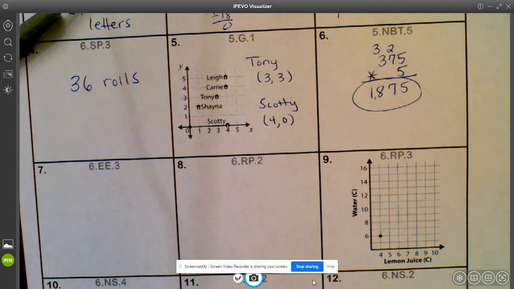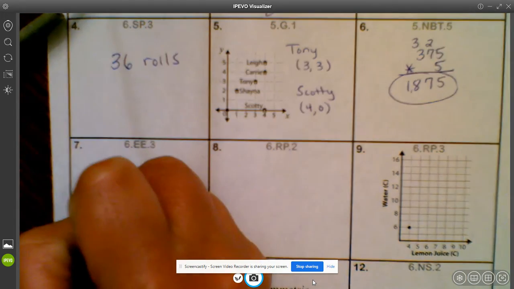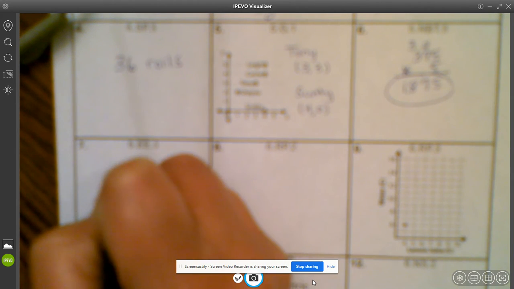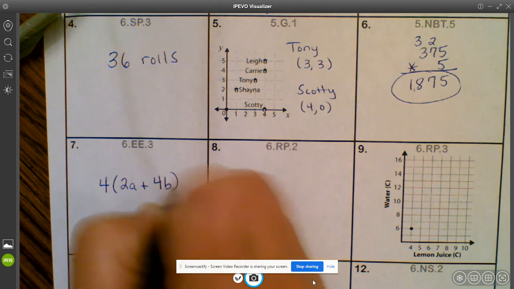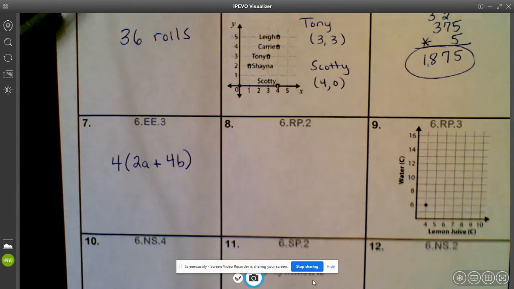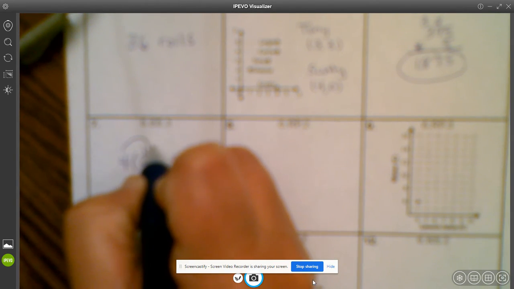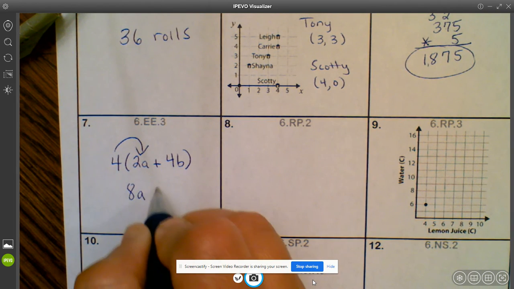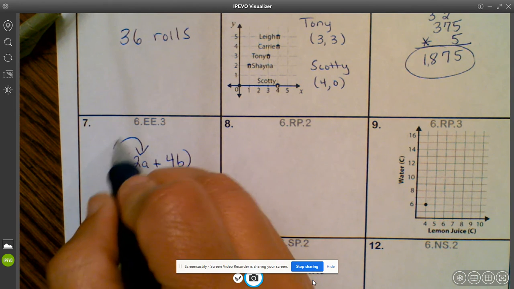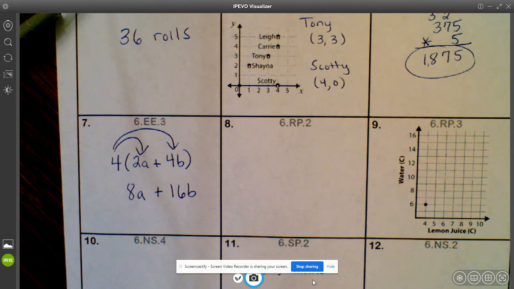Okay, so problem 7, we are using the distributive property, and we actually have some variables in here as well. So it's 4 times 2a plus 4b. So we're going to distribute this 4, which means we're multiplying it by everything inside the parentheses. So we're going to take 4 times 2a, which gives us 8a, plus 4 times 4b, which gives us 16b. So that is that expression simplified, 8a plus 16b.